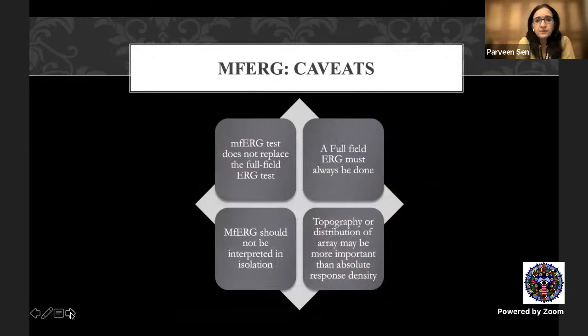So important thing to remember, multifocal ERG does not replace full field ERG. And before you do multifocal ERG, definitely in the first go, you must do a full field ERG and interpret it with multifocal ERG. And it should not be interpreted in isolation. Topography distribution of the disease is done by the trace arrays and not by the 3D plots alone. These are the few important things to remember where multifocal ERG is concerned.